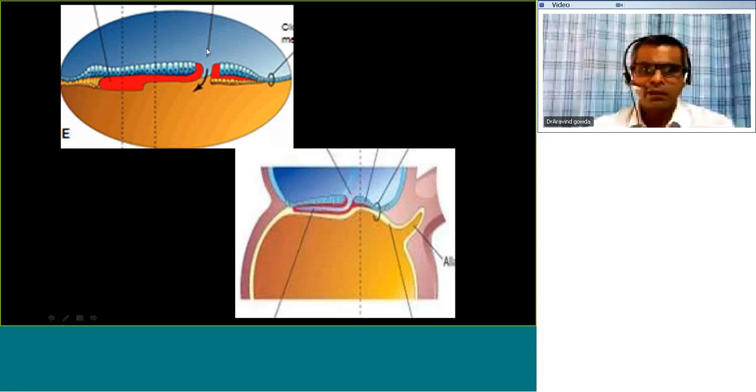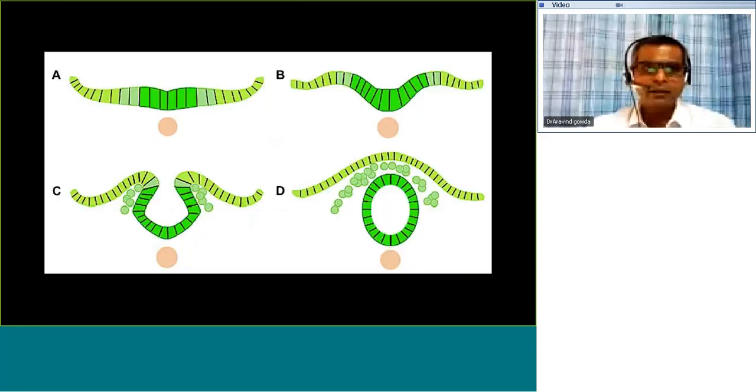If there is a persistence of the notochordal canal, there will be a communication between the amnion and the yolk sac, and that is the one which will give rise to the dorsal neuroenteric cysts. Okay, then after that comes the process of primary neurulation.